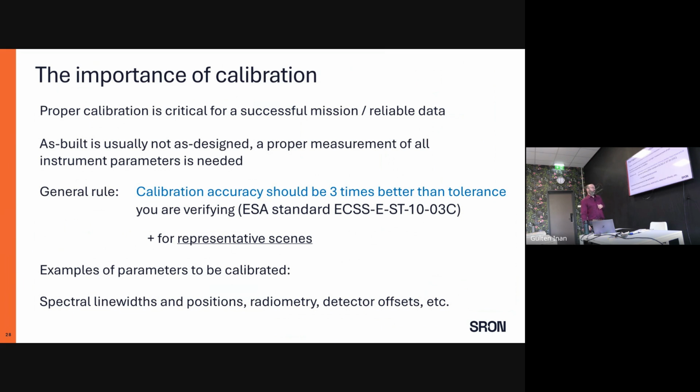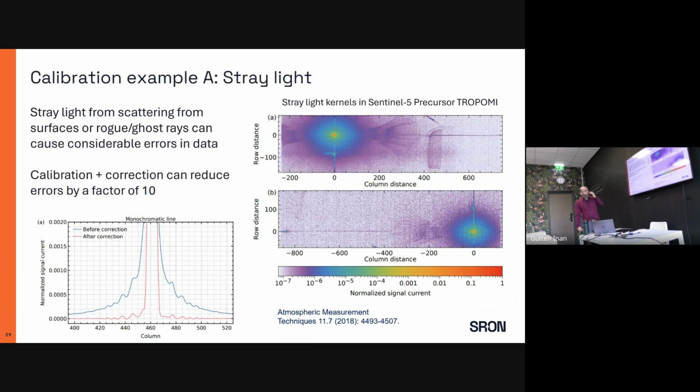Examples of things which have to be calibrated are, for example, the spectral line positions. That's in the case of a spectrometer. With radiometry, you would like to be sure that you know exactly how much light you're getting into your instrument, and any kind of offsets in your detector.